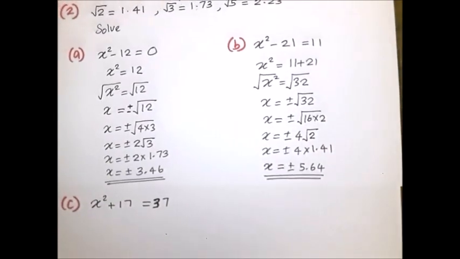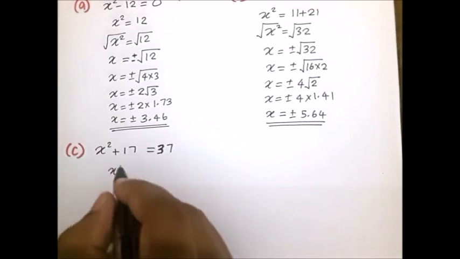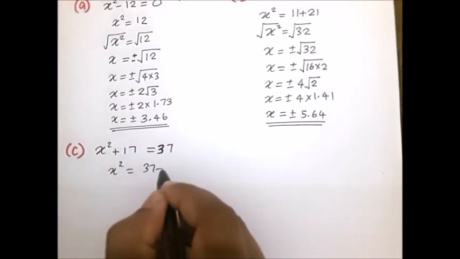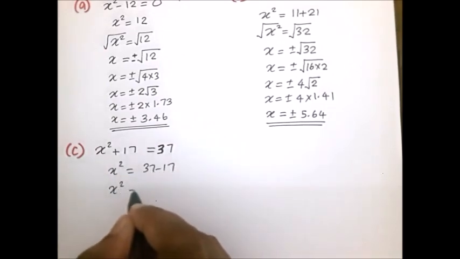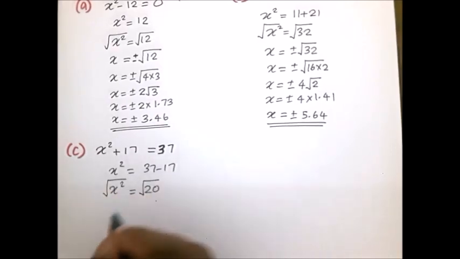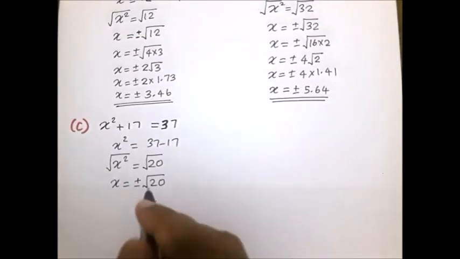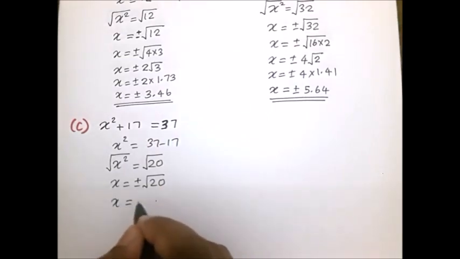Now look at the third example. Again, subject x to the power 2. 37 minus 17 is 20. Take the square root of both sides. x equals plus or minus square root 20. Now arrange square root 20 as a surd.